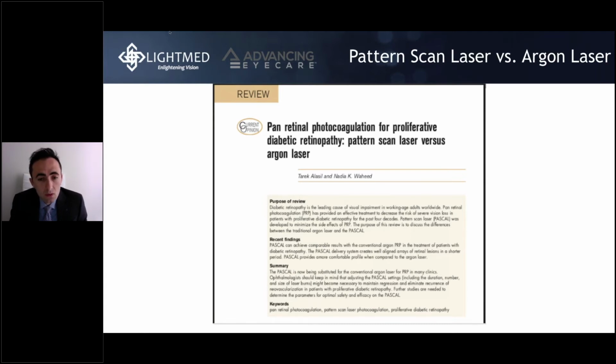You might have to do more sessions with the pattern scan laser in some of those papers, but it's okay, because I'm always a big believer that when it comes to laser, you can always add more if necessary. But if you create a laser burn or destruction to the tissue, you cannot reverse that.